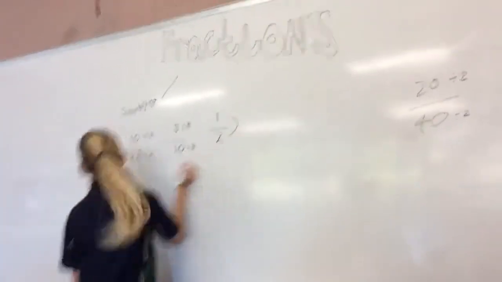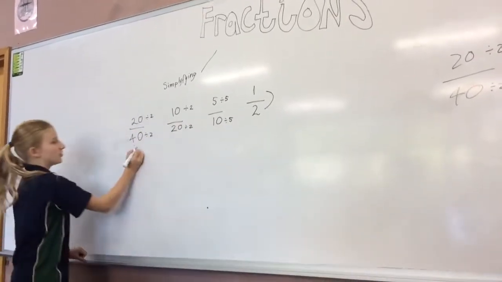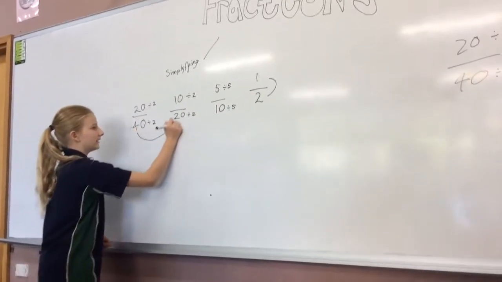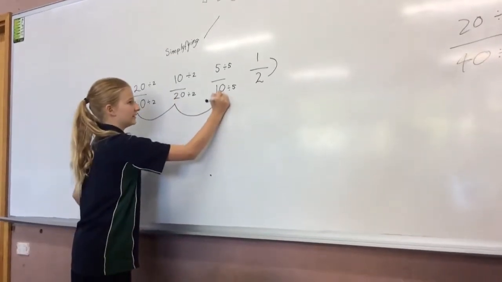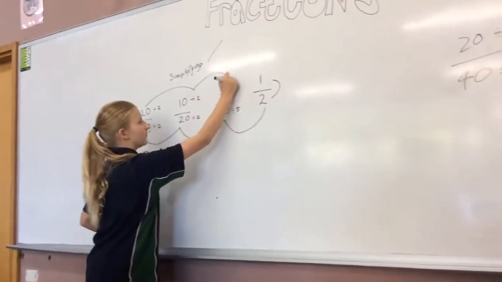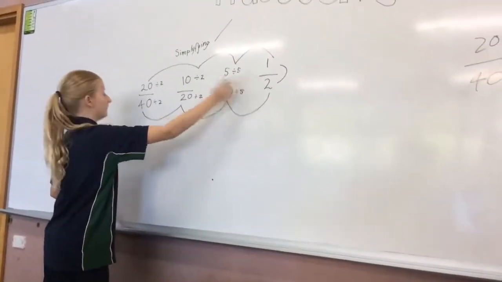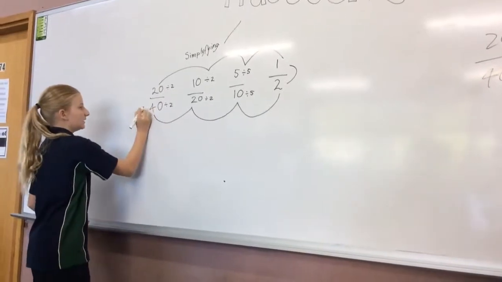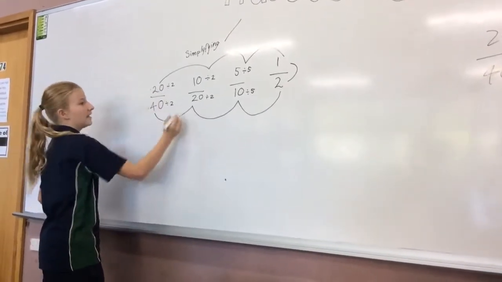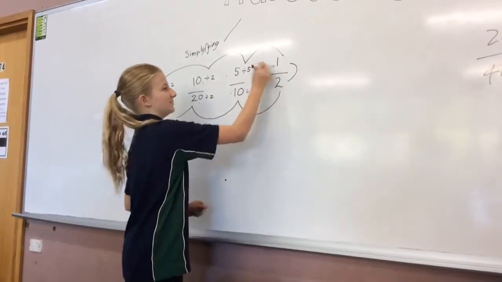1/2 is the same as 10/20, 5/10, and there's also a pattern. So 40, 20, 20, 10, 10, 2, and 20, 10, 5, 1. These are all equal to half, because half of 40 is 20, half of 20 is 10, half of 10 is 5, and half of 2 is 1.